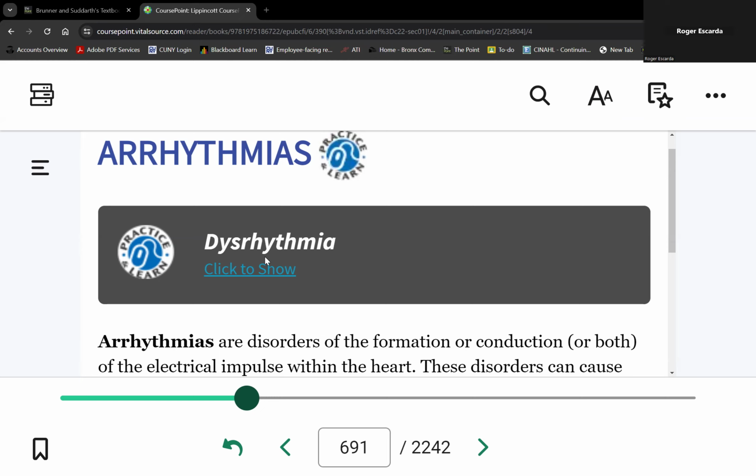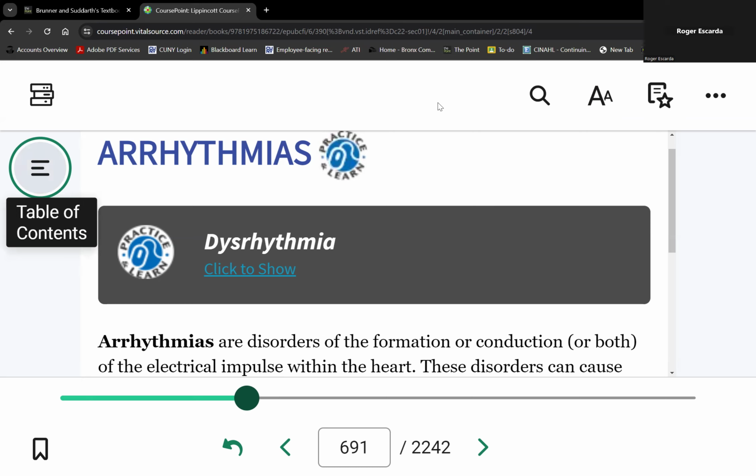They will ask you, number one, what does the rhythm look like? Okay, what is this rhythm? And then you identify and then you answer. Second question is, what causes it? Meaning, when we say what causes it, that means we know who are at risk of getting that type of dysrhythmia. Okay, the third question is, what are the signs and symptoms?